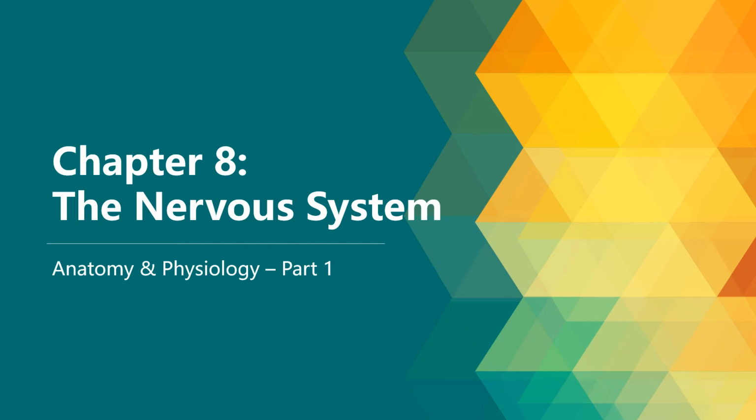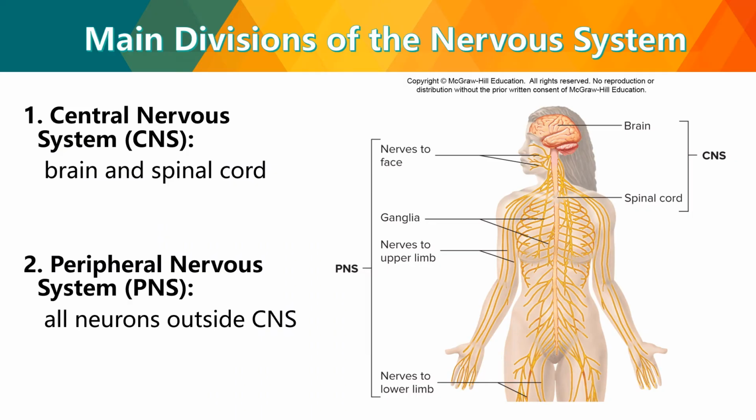Good day. So this is the first part of our lecture discussion for the nervous system. The two main divisions of the nervous system are the following. First, you have the central nervous system or CNS. It includes the brain and your spinal cord. The second one is the peripheral nervous system or PNS, and it includes all neurons outside of the central nervous system, including the nerves of the face, your ganglia, nerves of the upper and the lower limbs.